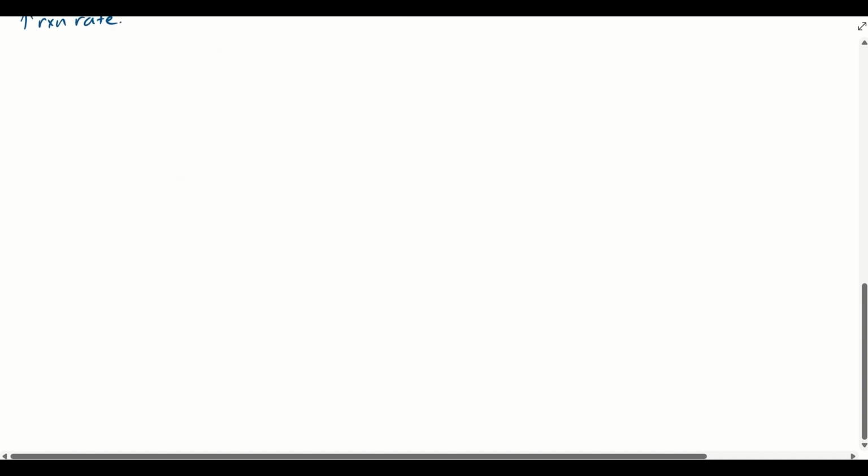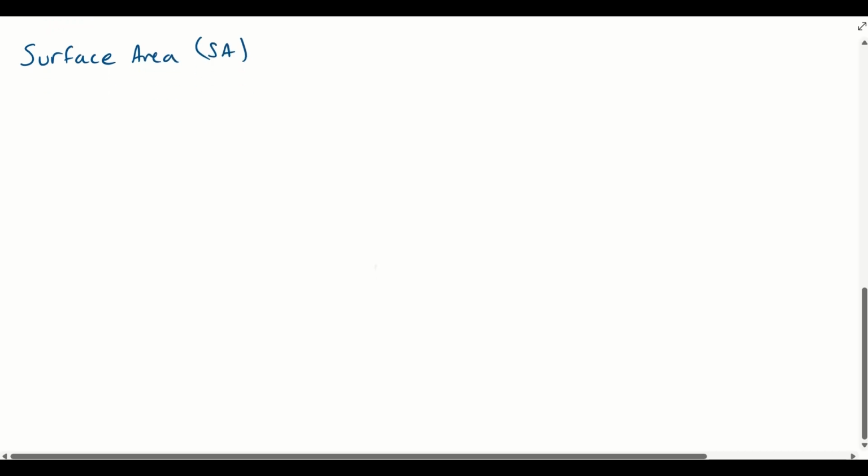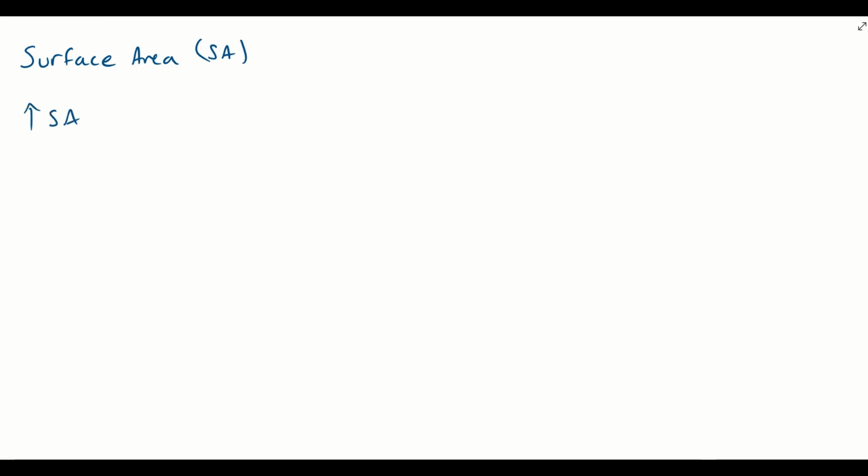Let's have a look at surface area. So surface area, and a lot of the time it's abbreviated to SA. So what happens if we increase the surface area, and what do we mean by this? So let's take a look. Here we have our reactant molecules, and we've got these two reactant molecules here as big cubes.